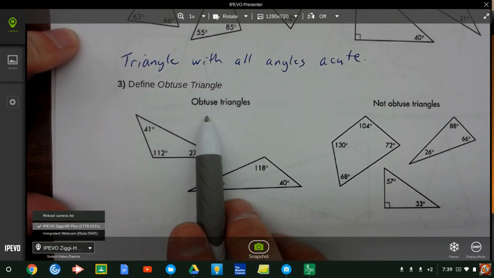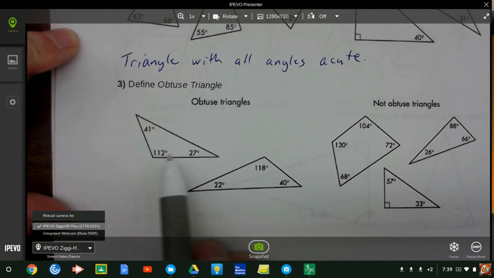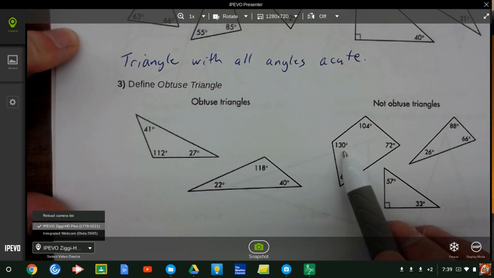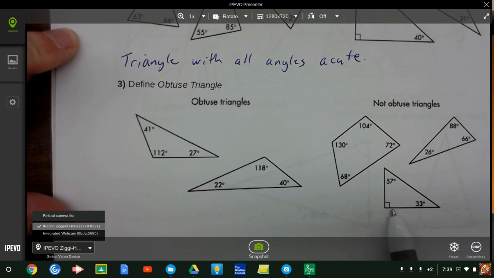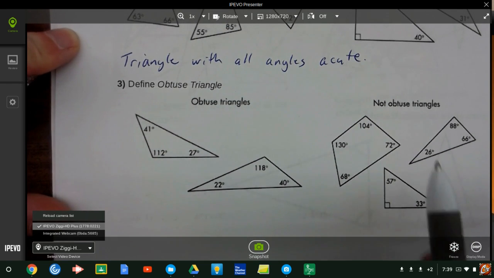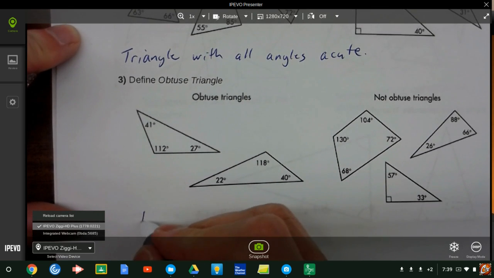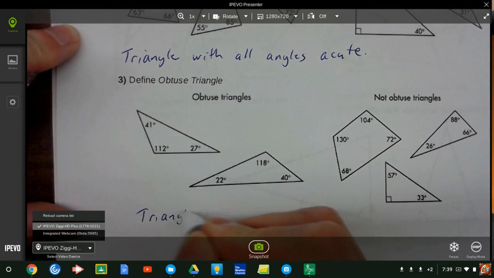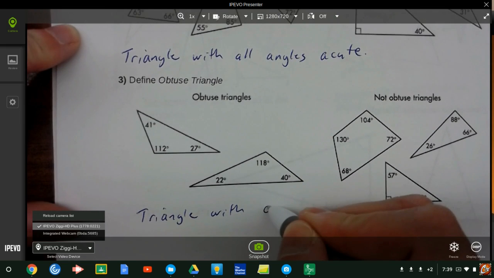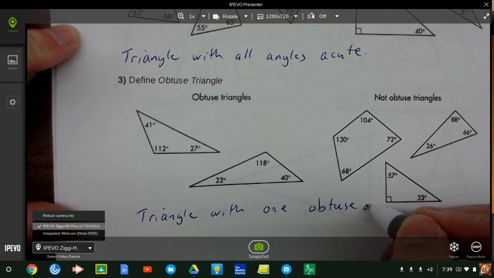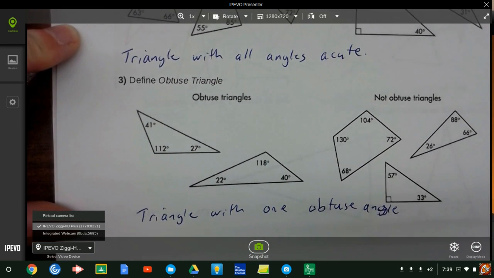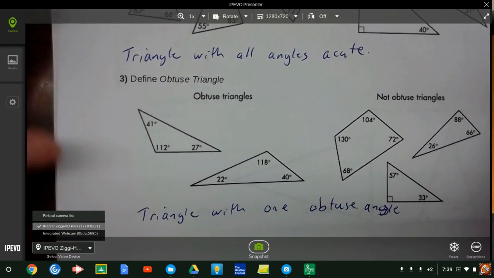Okay, so obtuse triangles. We have one obtuse angle, one obtuse angle. Notice you have two obtuse angles here, but that's not a triangle. No obtuse angles and a right angle, still not obtuse. So an obtuse triangle is a triangle with one obtuse angle. Okay, so we've got our basic triangles. Let's go look at some more information on triangles.